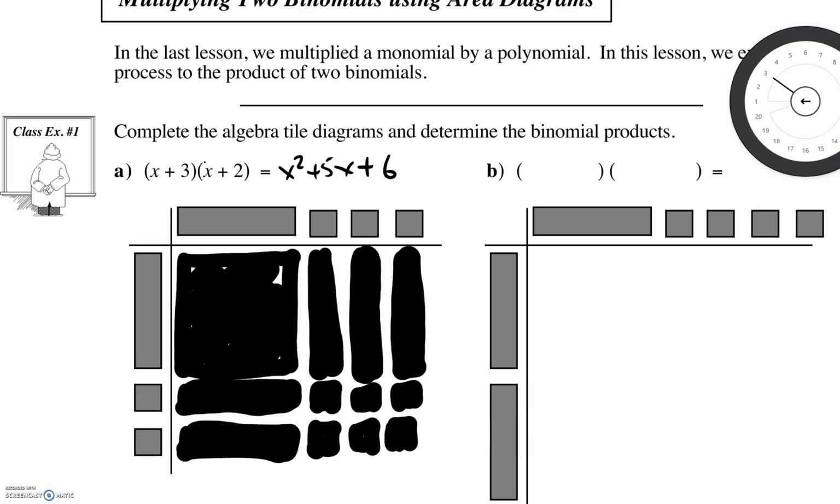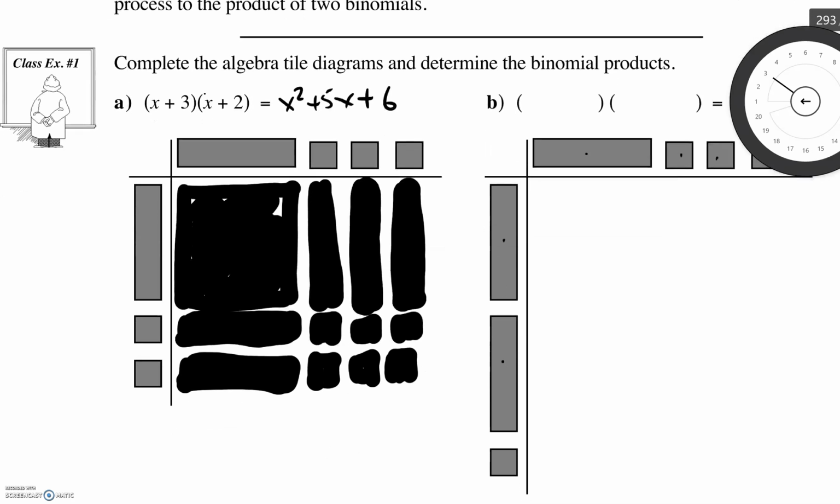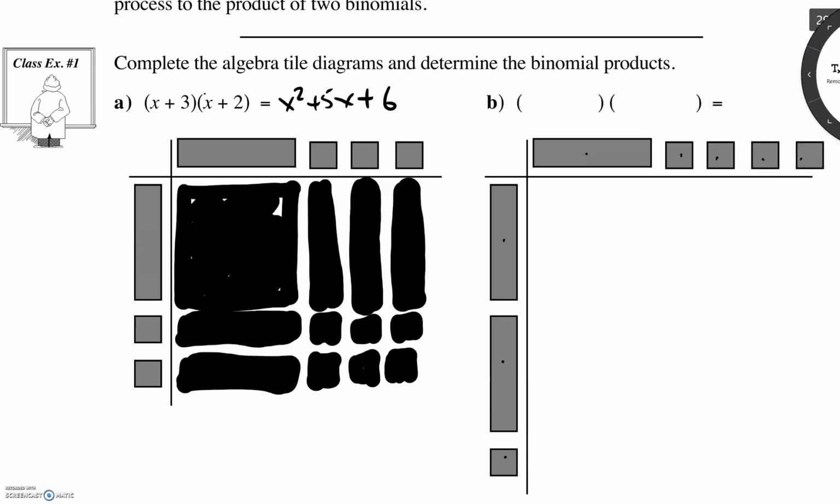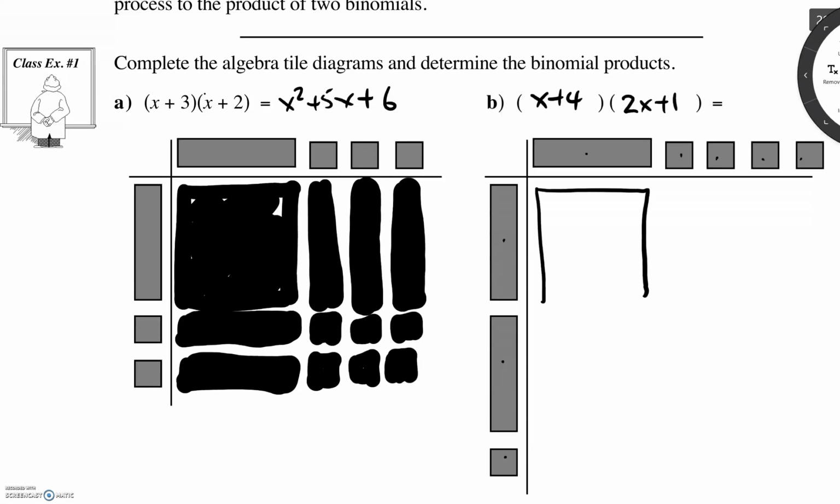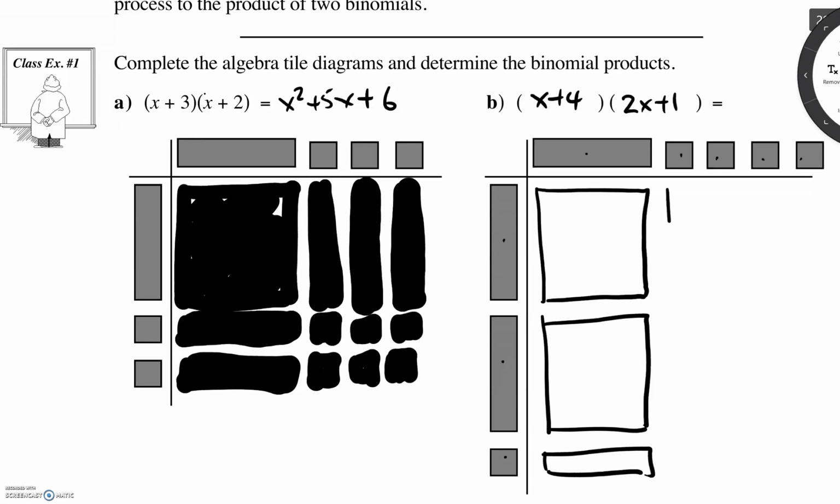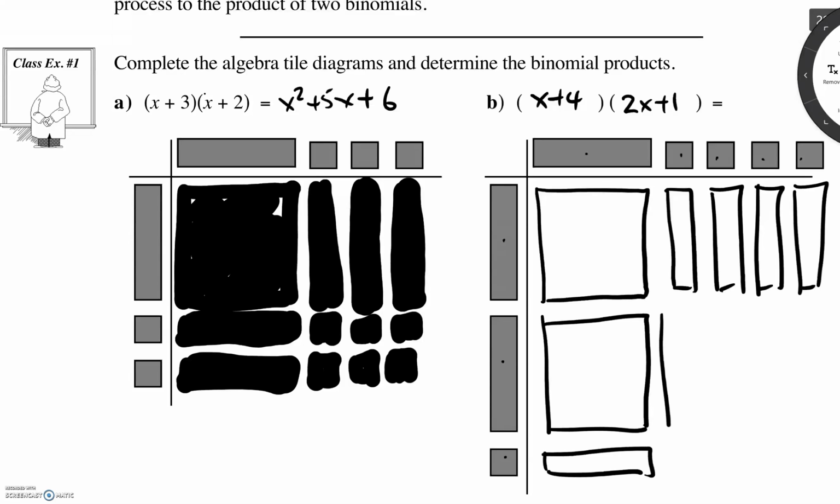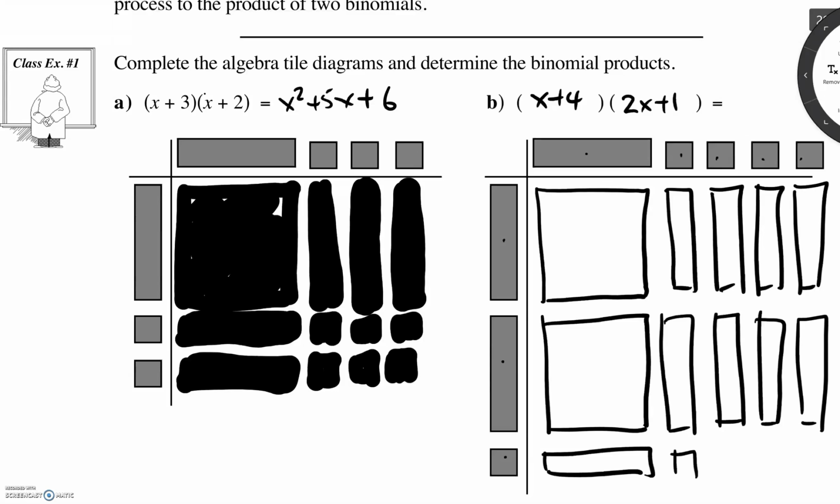On the right hand side, class example number 1b, we just need to recognize the multiplication. And here at the top we have x plus 4, and on the side we have 2x plus 1, and if we fill that in, we get a diagram that looks like this. So of course a shaded in block multiplied by a shaded in block will give you shaded in blocks, because a positive and positive makes a positive.